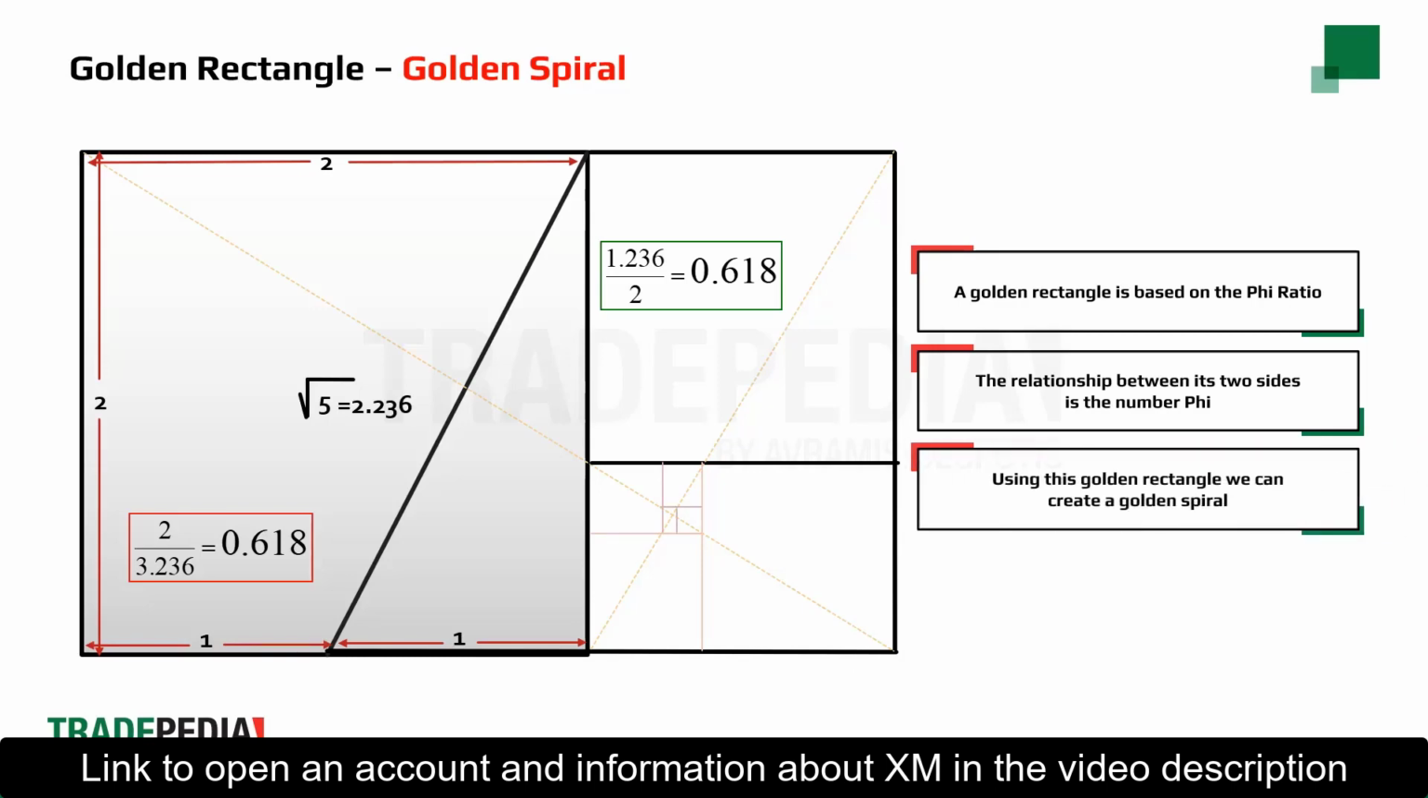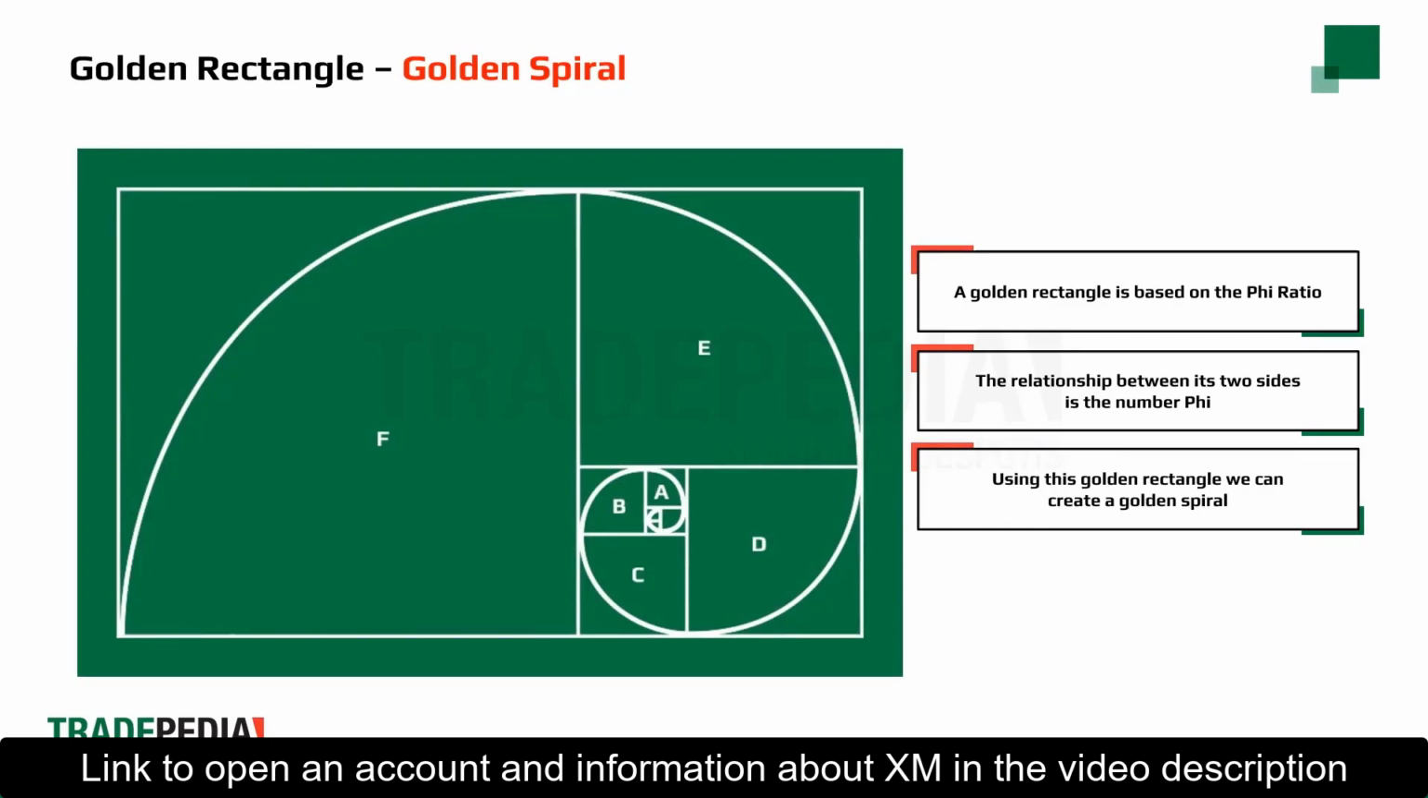Using this golden rectangle, we can create a golden spiral. A golden spiral moves by the number phi every quarter turn. That means if you take A over B, it is equal to 0.618. B over C is equal to 0.618, and so on.